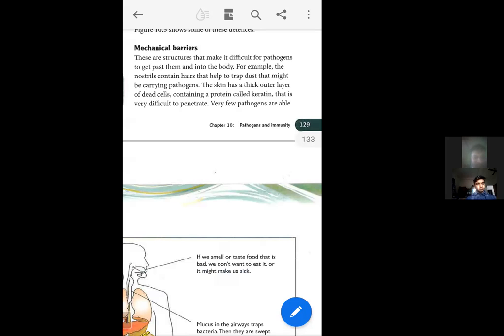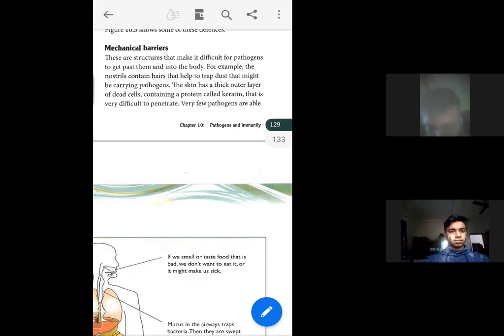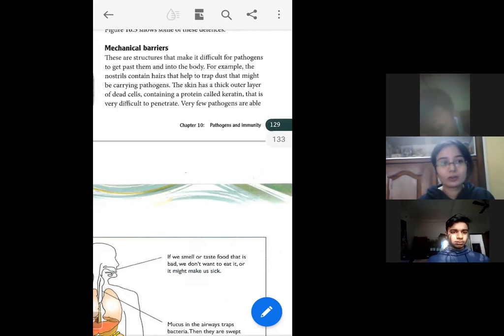First one, for example, see what is given. The nostrils contain hairs. So the hairs that we have in our nostrils. What are nostrils? Do you know that? Tell me. It's a very basic question. Our nose consists of some small hair. Those are known as nostrils. Yes, the small hairs that we have in our nose. They actually block all the microorganisms that are trying to get into our lungs through the nose passage. So they block it. Yes, very good.